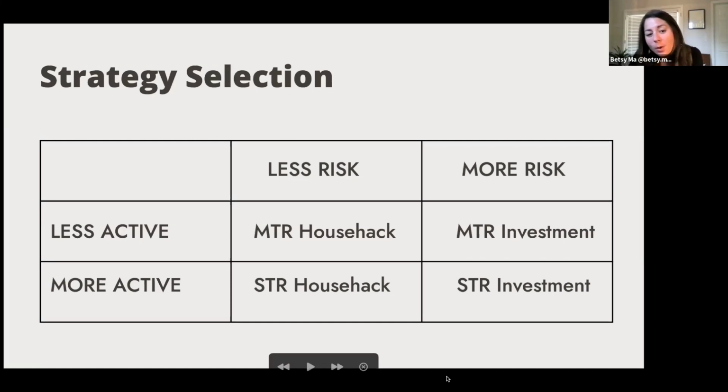A less risk, but more active strategy would be a short-term rental. In most jurisdictions nationwide, if you are living in it as your primary residence, meaning you're house hacking it, you can short-term rent with very little pushback. You may need to get permitted and submit some paperwork, but since you are physically at the property, there really is a lot more wiggle room with that. But you just know that you're going to be more active than the midterm rental house hack, meaning you're going to have turnovers every couple of days.